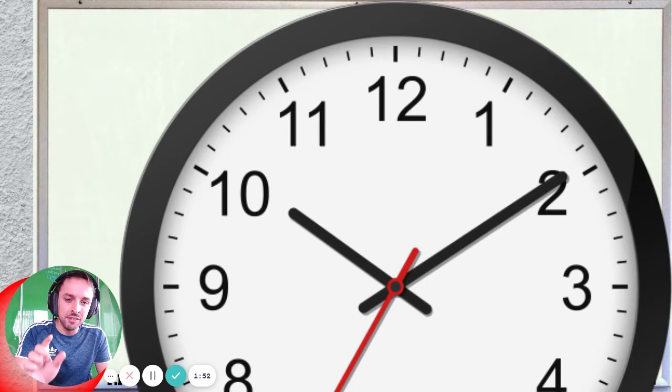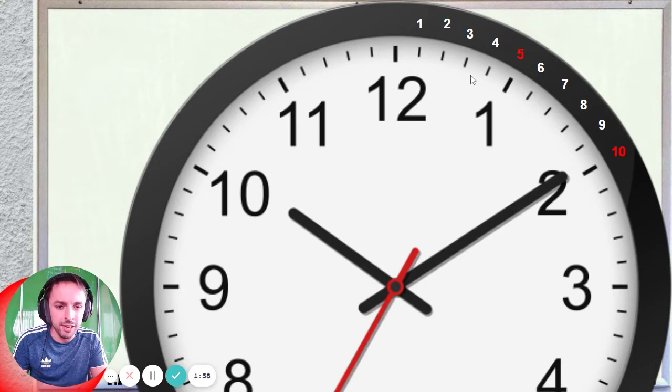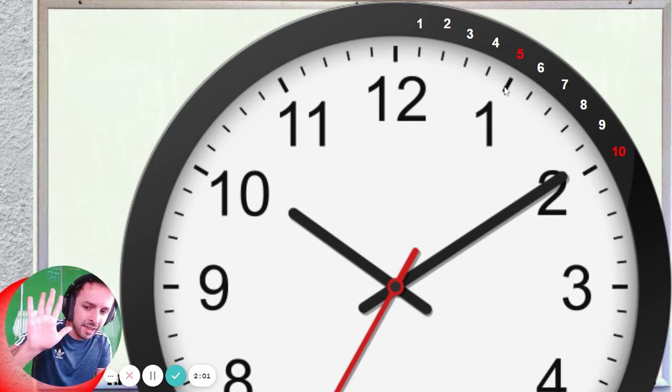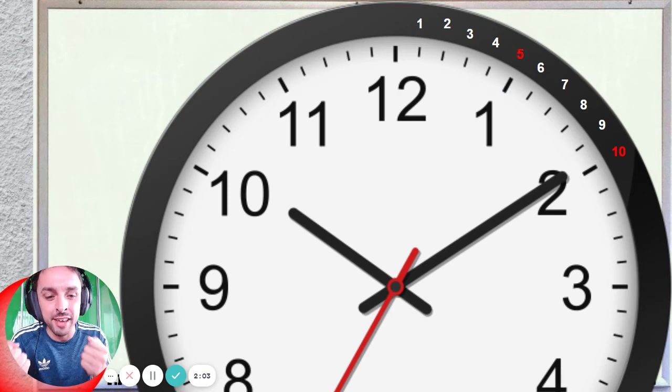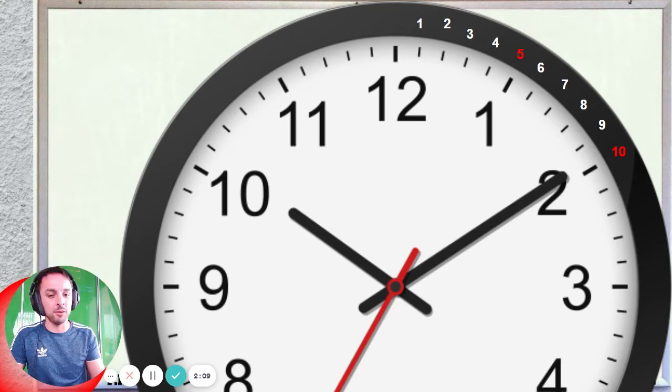Remember, the minutes are these little ones: 1, 2, 3, 4, 5, 6, 7, 8, 9, 10. Remember, between each number is 5 minutes. That's why we do your 5 times table, because it's 5, 10, 15, 20. It goes up in 5s.